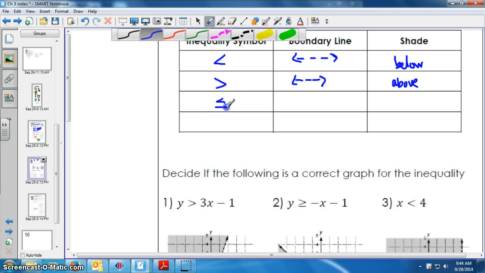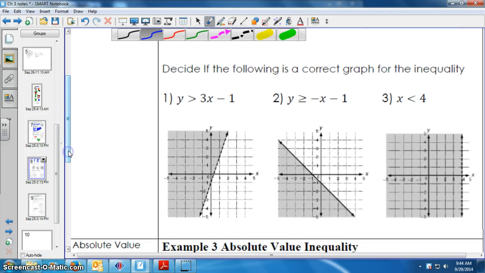And then we have less than or equal to, which is now going to make it a solid line, still shading below because it's less than, and greater than or equal to, solid line shading above. So we're going to decide on this next section if that is the correct graph.